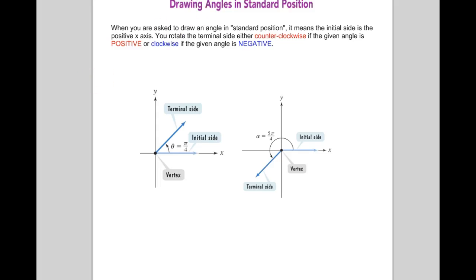Alright, angles in standard position. When we talk about standard position, we're dealing with the initial side being the positive x-axis, and we're rotating in the counterclockwise direction, and our terminal side is where we stop rotating. Alright, and then the angle is the angle that gets us from the initial side to the terminal side. If we rotate counterclockwise upward, that's a positive angle. If we rotate clockwise, if we rotate down this way to get to that terminal side, that's a negative angle.